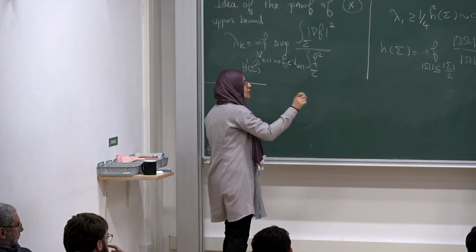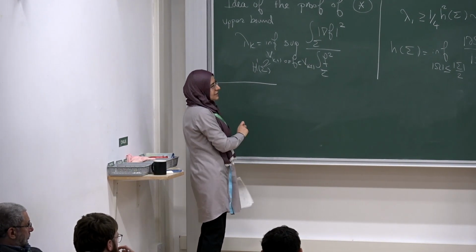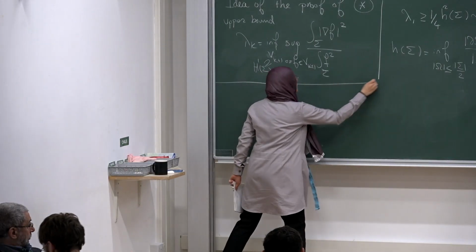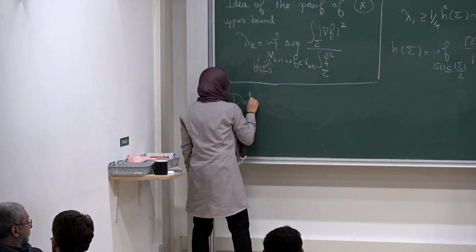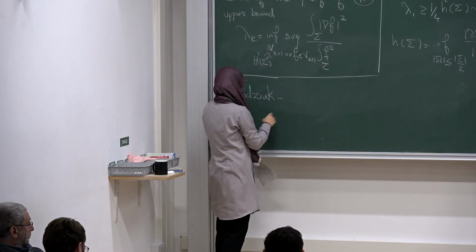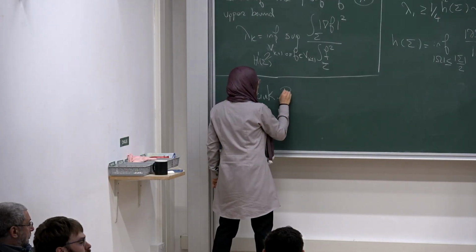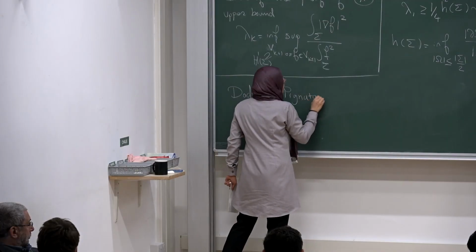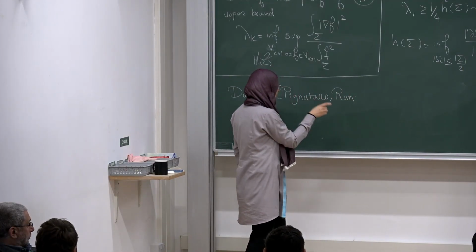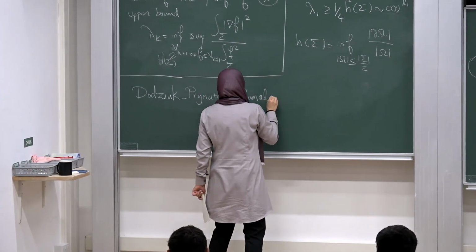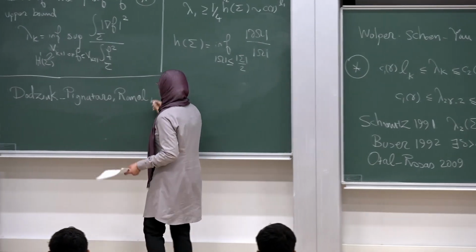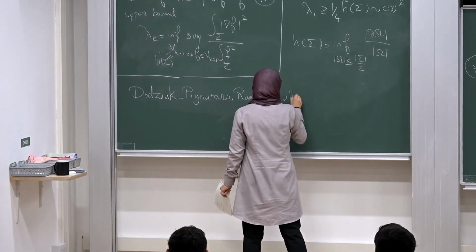But then a few years later, in 86 and 87, there was a very nice idea by Dodziuk, Pignataro, Randol, and this is what we are going to use in the second half, or I will mention in the second half. The first paper was by Dodziuk and Randol, and then they extended it also to finite volume surfaces, by Sullivan.